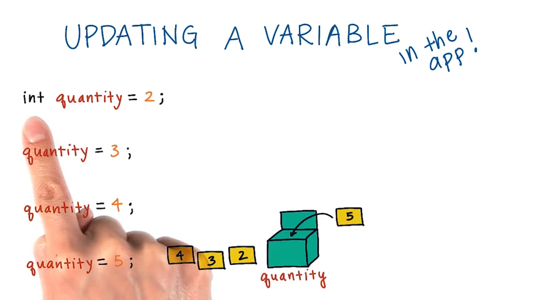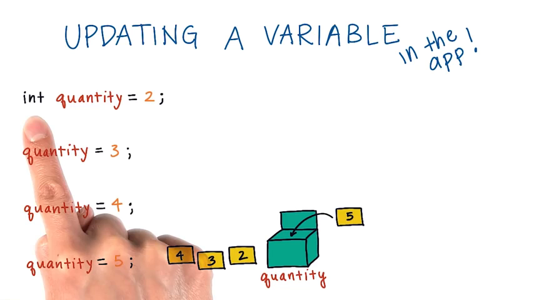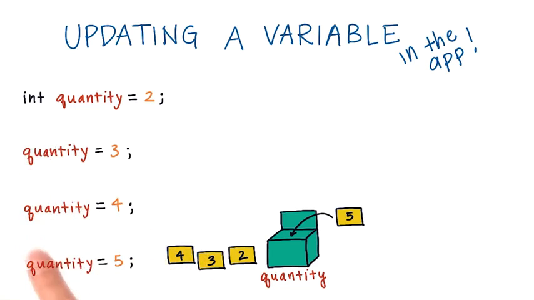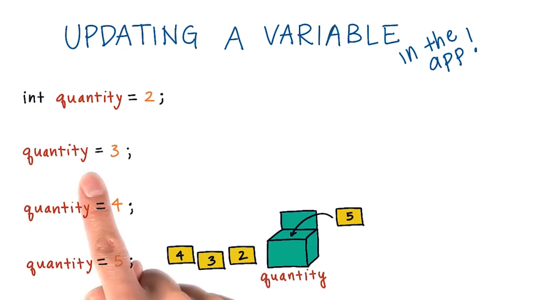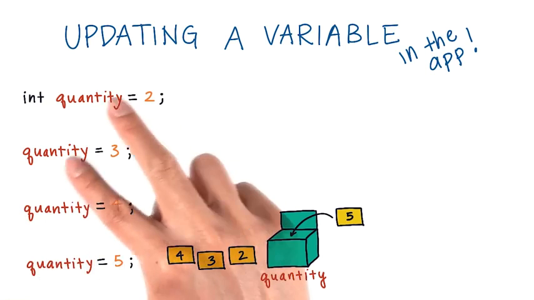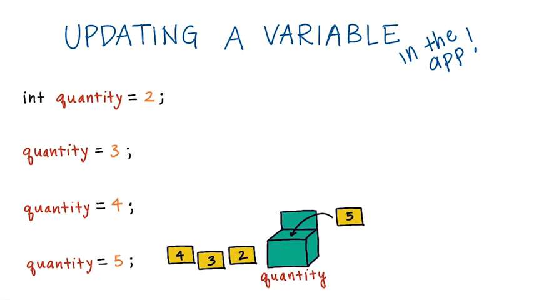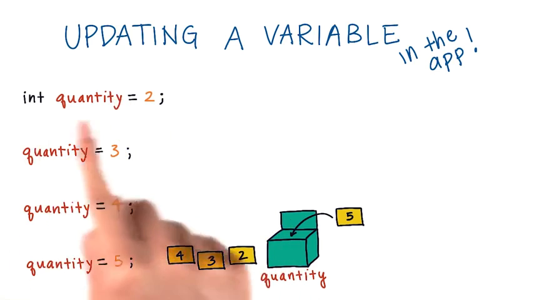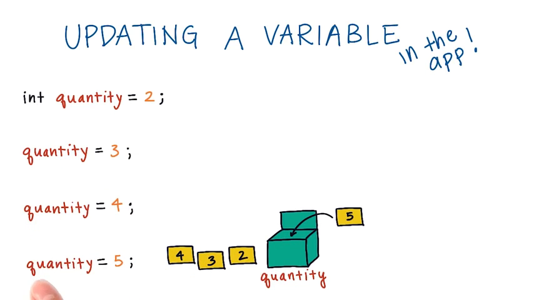Note that we only need to specify the data type of the variable, which is integer in this case, once. On subsequent lines of code where we refer to the variable, we don't need to specify that data type. If we did write int again on this second line, then the computer would think we want to create another quantity variable. However, we're not allowed to create two variables with the same name in the same method. That would give an error. So when you declare a variable, that's when you specify the data type. When you update it, you don't need to specify the data type.